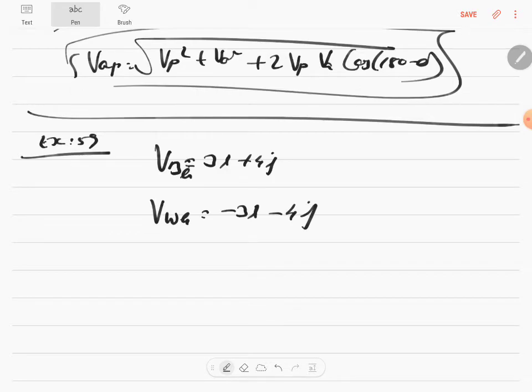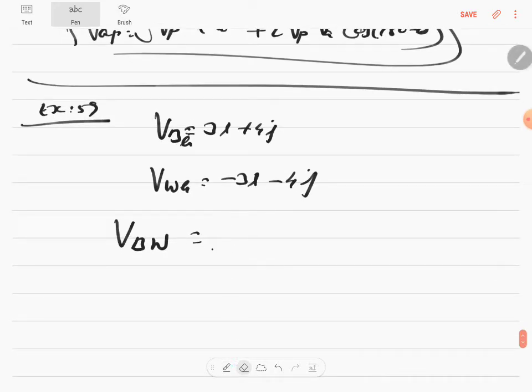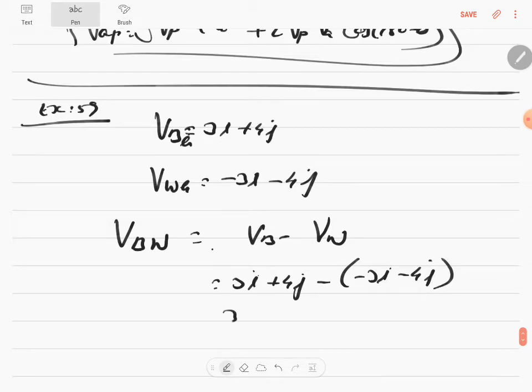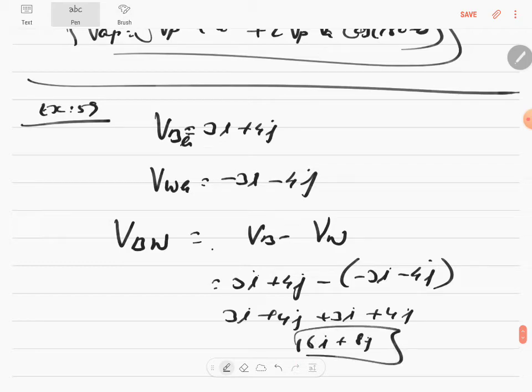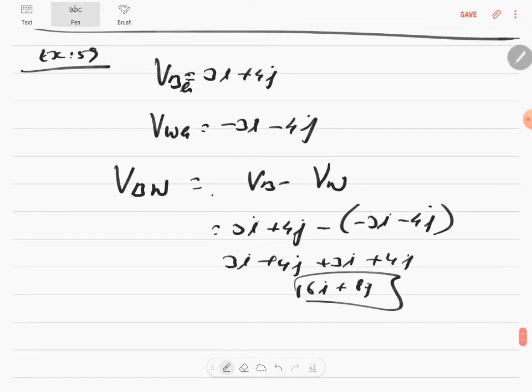What is the relative velocity of the boat with respect to the river? Normally it's VB minus VW if it's along a straight line. But this need not be along the same straight line. Yeah, maybe it is along the same straight line because the boat and the river are going in the same direction. So it's VB minus VW. VB is 3i + 4j, minus VW which is -3i - 4j. So 3i + 4j + 3i + 4j, which is 6i + 8j. That will be the relative velocity of the boat with respect to water or river. Are you clear? Yes. Can I go to the next sum?